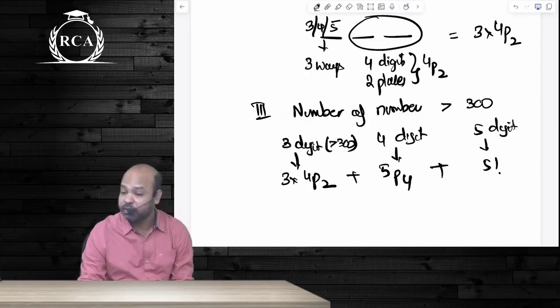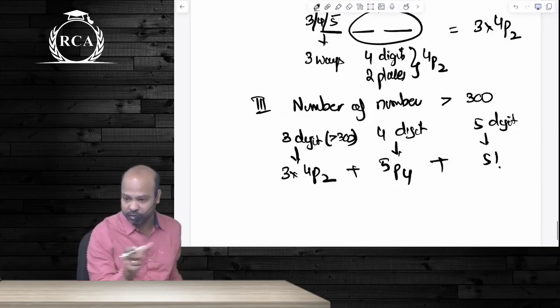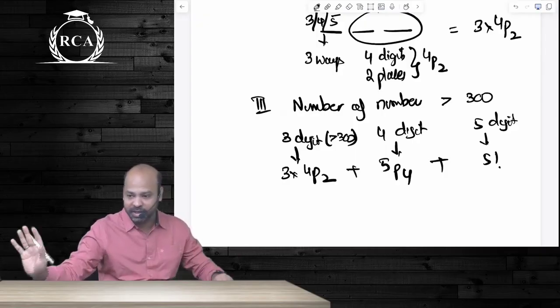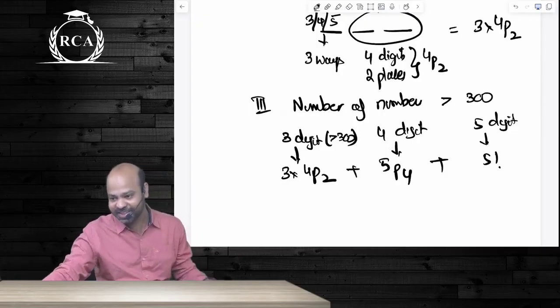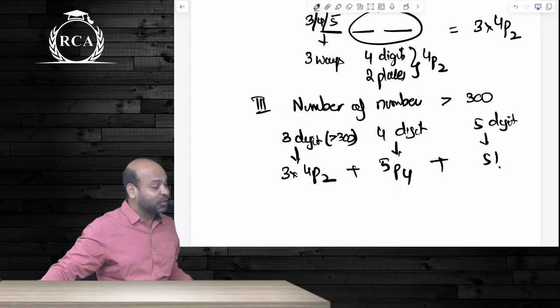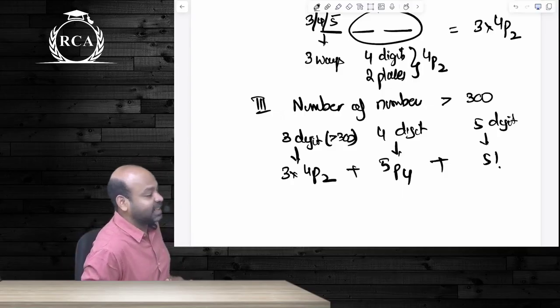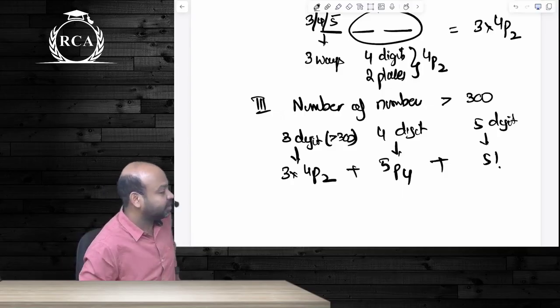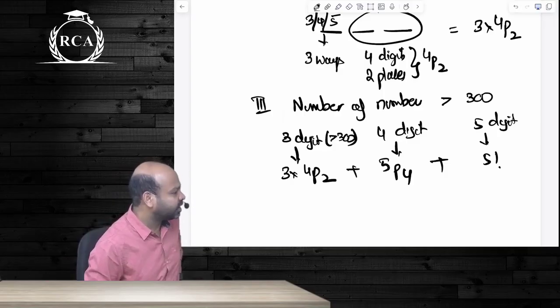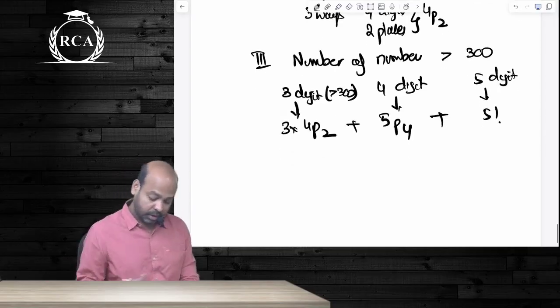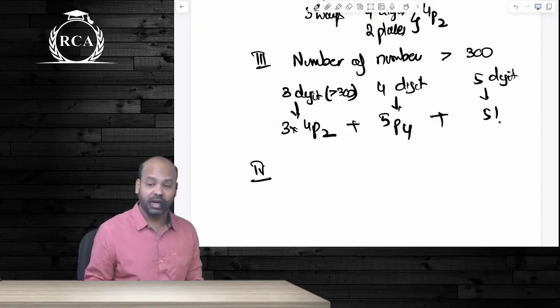If they say number of numbers greater than 300, I will have to form a 3-digit number. If you say number of numbers greater than 300, you'll have to form a 3-digit number, a 4-digit number, and a 5-digit number. What if I specify a condition for the last place also and the first place also, guys?